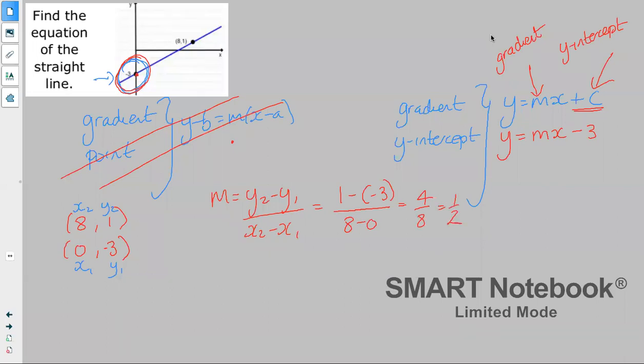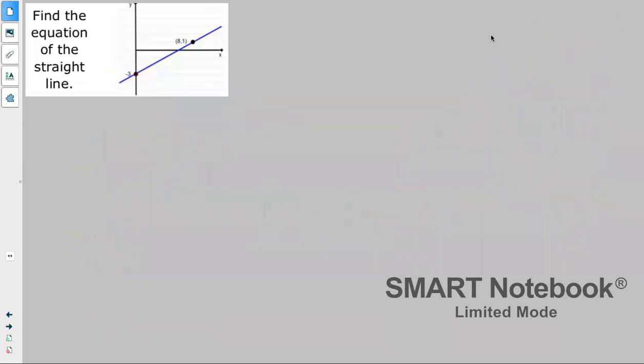I'm going to go back up here where this m is. I'm replacing it with a half. And my equation is y equals a half x take away 3. And that's your final answer.